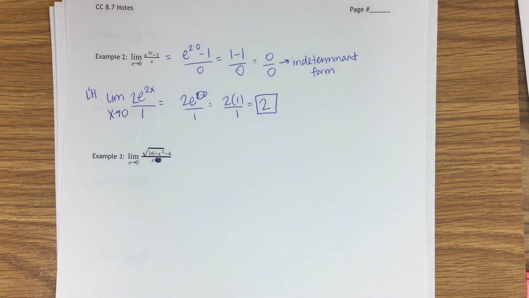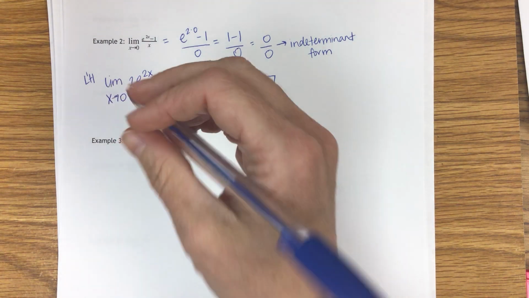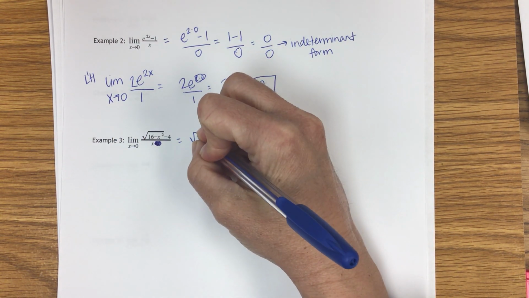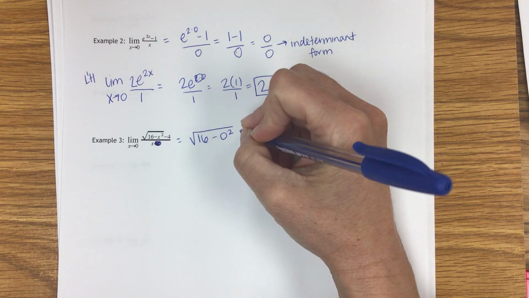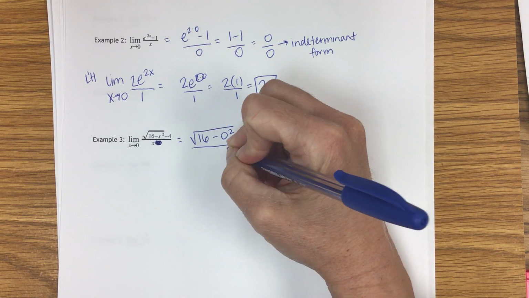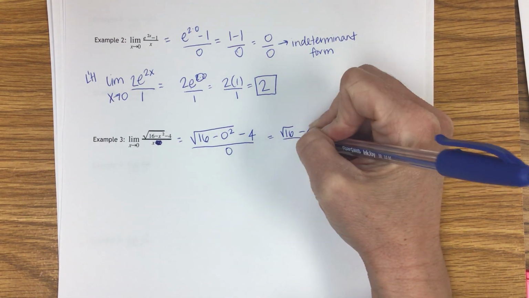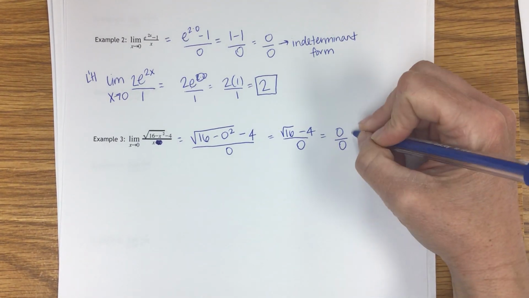So L'Hopital's rule worked on example 2. Let's try example 3. I am going to plug in 0 and see what happens. So the square root of 16 minus 0 squared, minus 4, all over 0. I end up with the square root of 16 minus 4. That would be 4 minus 4 on top and 0 on the bottom.